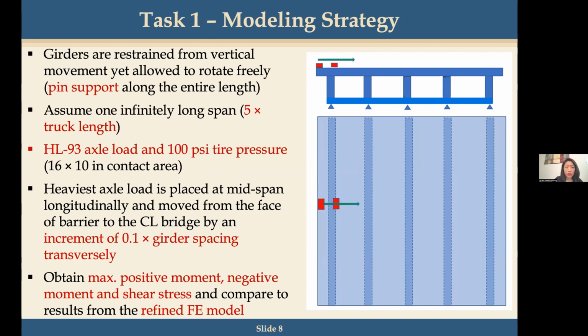We also considered the HL93 vehicle truck loads. The current tire pressure is 100 PSI, and we also included a case for 125 PSI tire pressure, which is more current in the Caltrans design case. There are other loading cases we considered in the transverse direction to obtain the maximum bending moment, positive and negative moment, including the shear, and then compare that with the finite element refined model that includes all the components of the girders.